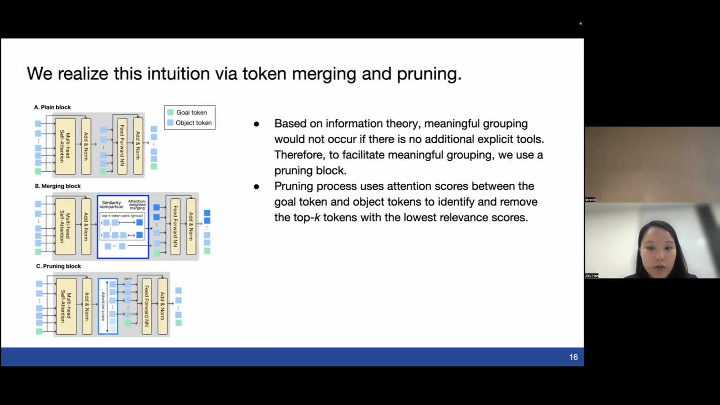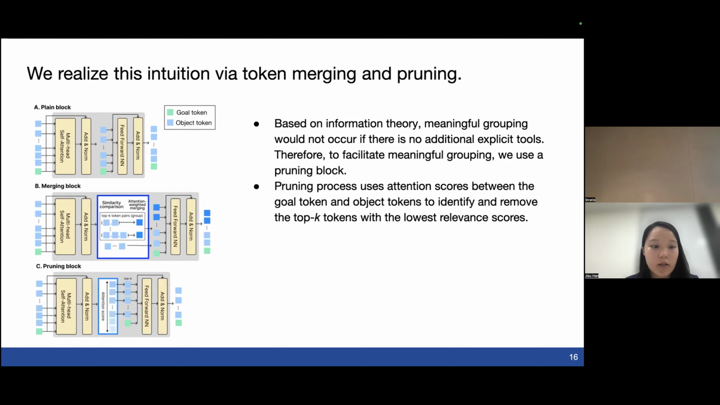And also on the pruning block, we use this pruning block because the meaningful grouping will not occur if there are no additional explicit tools. So to facilitate the meaningful grouping, we use the pruning block, and this could be done by using the attention scores between the goal and object tokens to identify and remove the top K tokens with the lowest relevance scores.